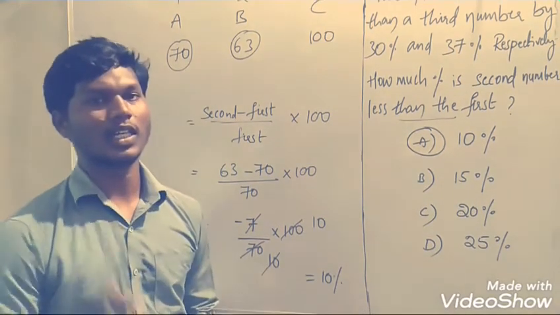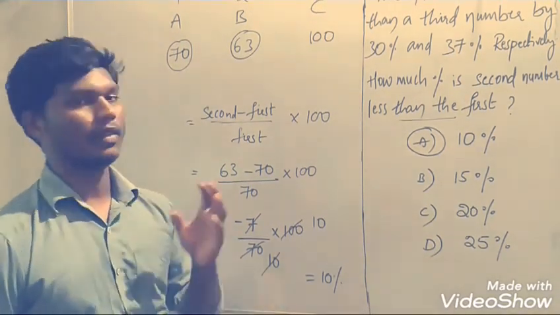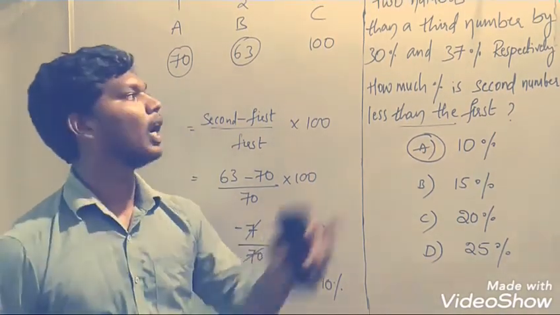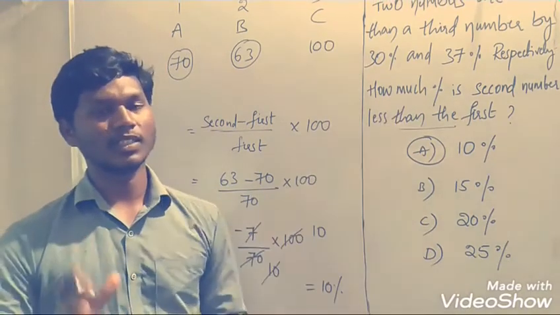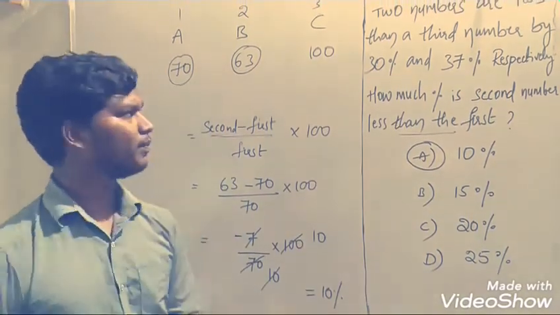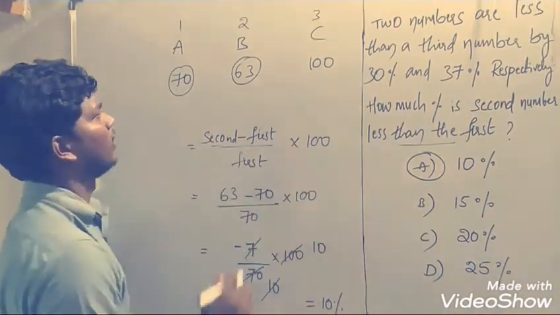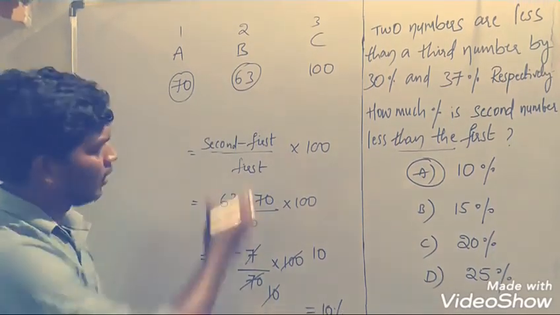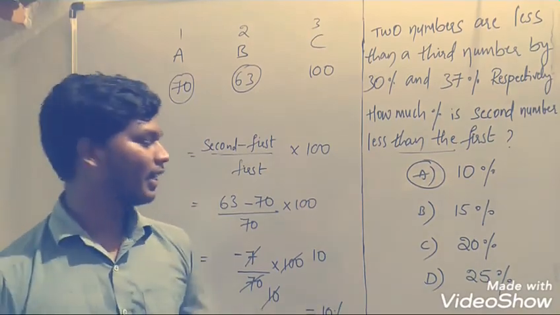Understood friends? So he's talking about three numbers: first number, second number, and third number. He's saying that the first and second numbers are 30% and 37% less than the third number. So let us take the third number as 100. So the first number will be 70 and the second number will be 63. After substituting, we will get the final answer as 10.